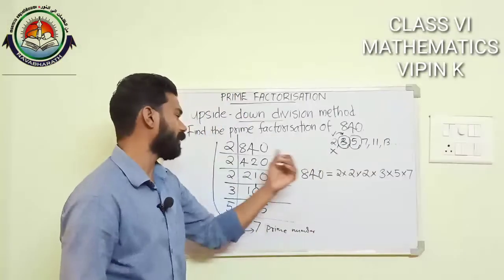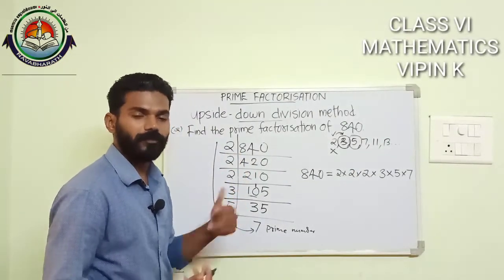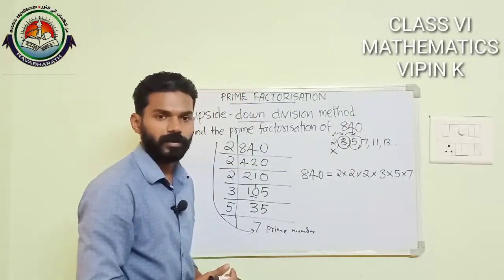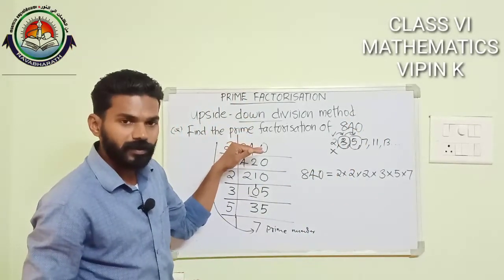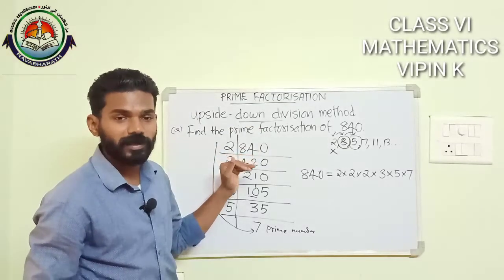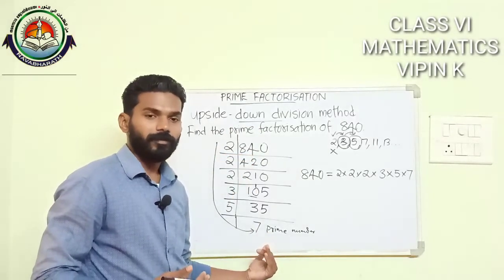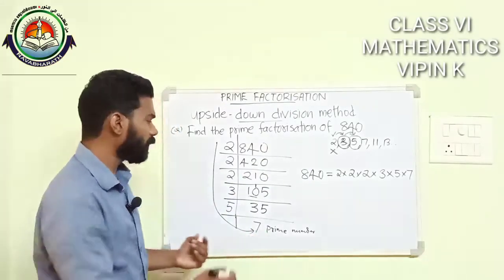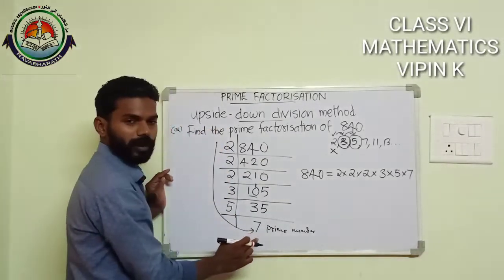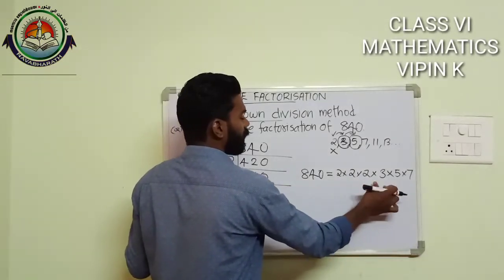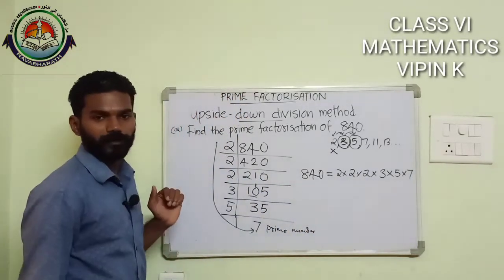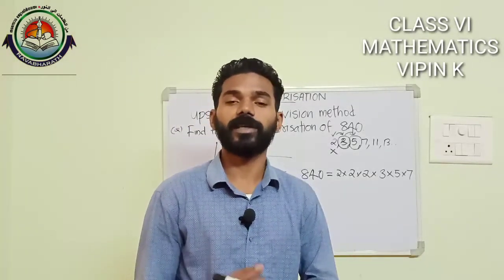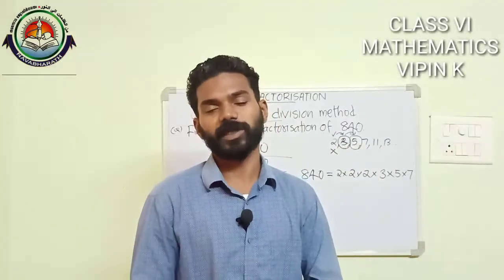If it is possible, then we divide it by 3. If not, then we check the next prime number, and so on. We can stop our process if we get a prime number as the quotient, as here. Clear? Then we just multiply all those prime numbers to write the prime factorization of the given number. I hope you understood how the prime factorization of a number can be done using this method.